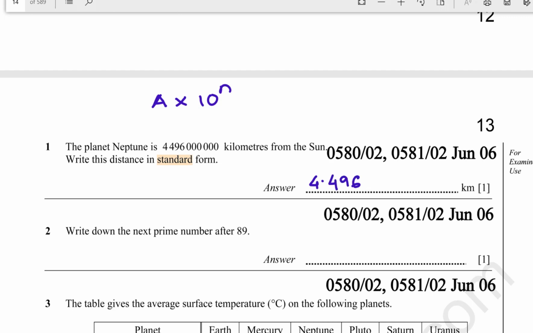4.496, and then we need to see that if I put a point here, how many jumps we are going to take to bring it to the form that has been given. So it means 1, 2, 3, 4, 5, 6, 7, 8 and 9. That means it is going to be 4.496 into 10 raised to the power of 9.